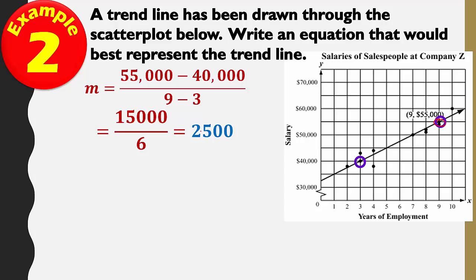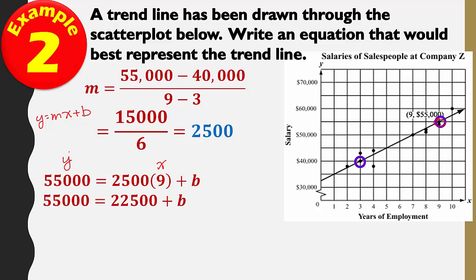So now I take my slope, and I'm going to plug it back. We're going to use y equals mx plus b. We need to find the b now. So what you do is you pick either of those points. I chose the second point, and the 9 is going to go in for the x, the 55,000 is going to go in for the y. So multiply 2,500 times 9, you get 22,500 plus b, and then we've got the 55,000 on the left. Subtract 22,500 from both sides, which gives you 32,500, which gives you your b.